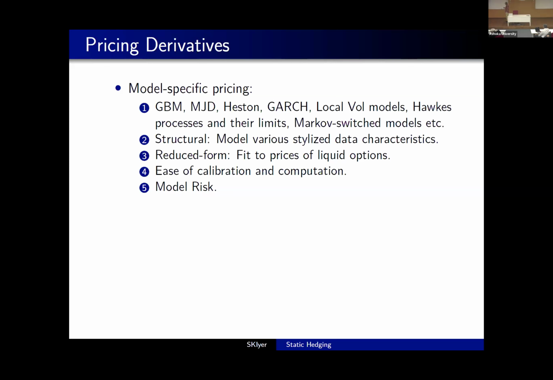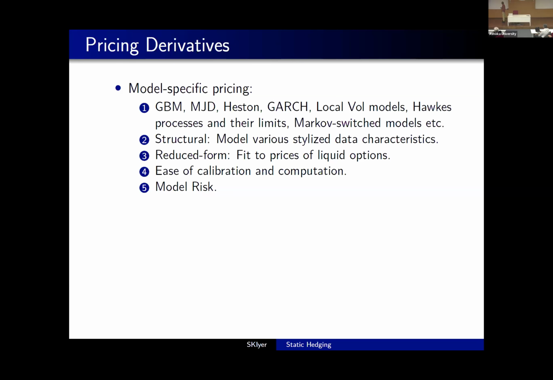There are models for the market microstructure, such as the Hawkes processes, which model the arrivals of the buy and sell orders and their scaling limits. There are also Markov switched models where you assume that the market can operate in various regimes, and these regimes can switch, which would change the underlying drift, volatility, etc.